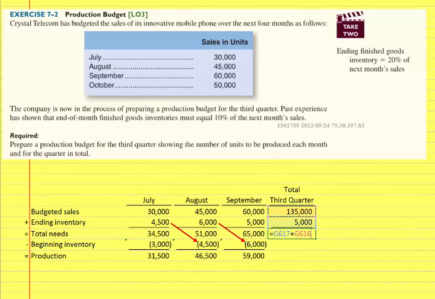Add those two things up. And during the quarter, I'm going to ship 135,000 units to my customers, and I want 5,000 units left in ending inventory, so my total needs for the quarter are 140,000 units. Some of those needs are met by what's already there in beginning inventory, so my beginning inventory for the quarter is July's beginning inventory. So I'm just going to write a formula that goes and picks up that 3,000 right there.